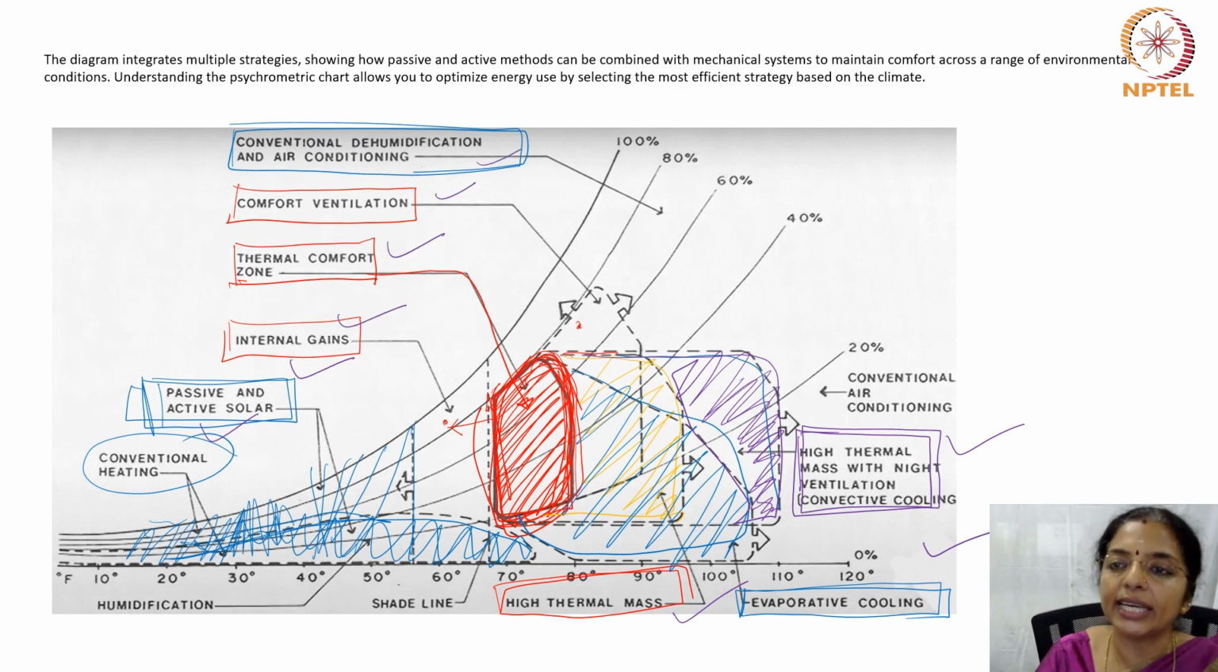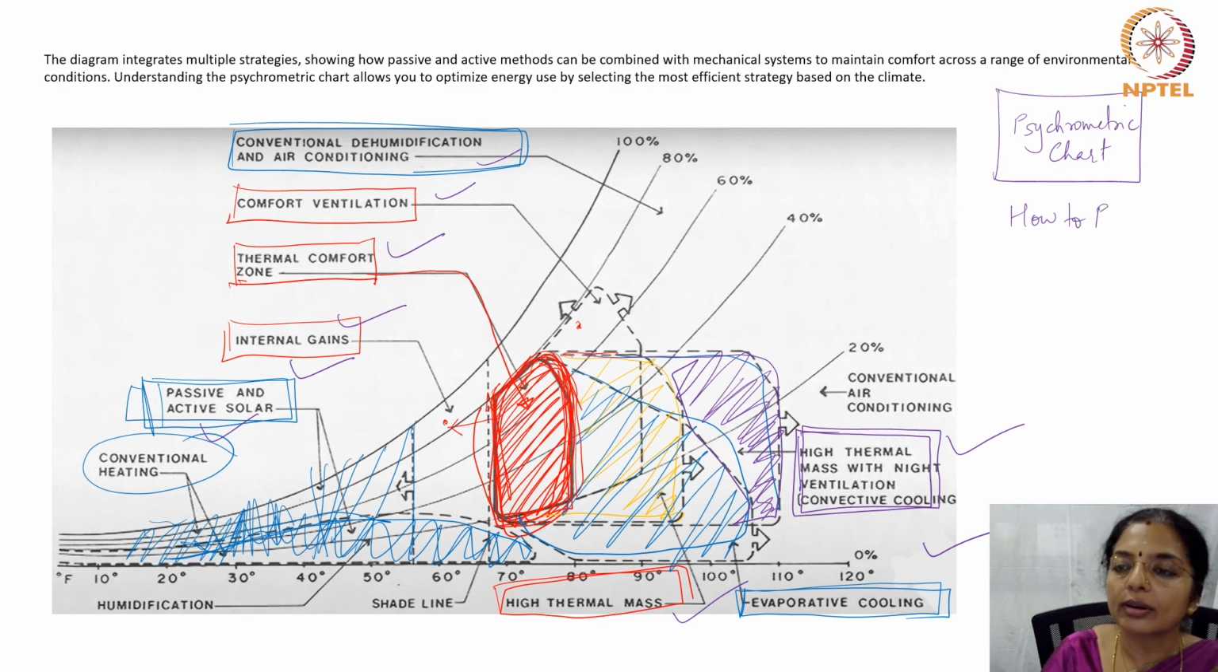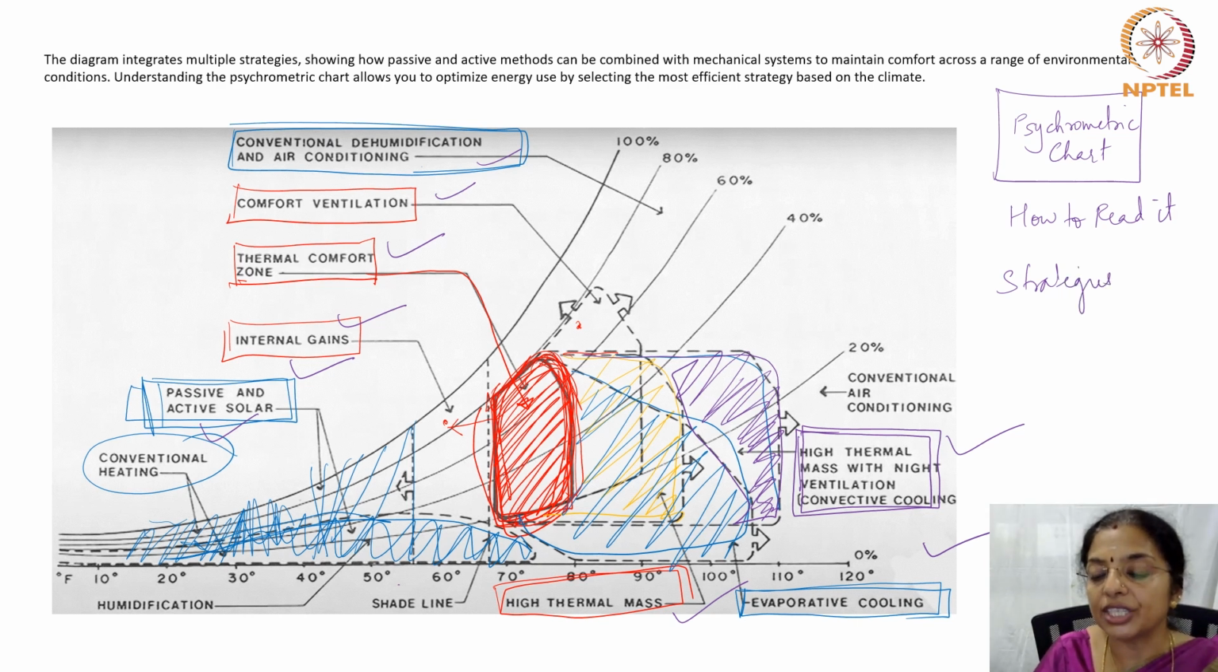So we have seen now the psychrometric chart, how to read it, and the strategies if the indoor conditions that you design fall outside of thermal comfort conditions. And in forthcoming classes, I will also teach you in detail all the strategies. So detailed strategies I will teach you in these lectures.